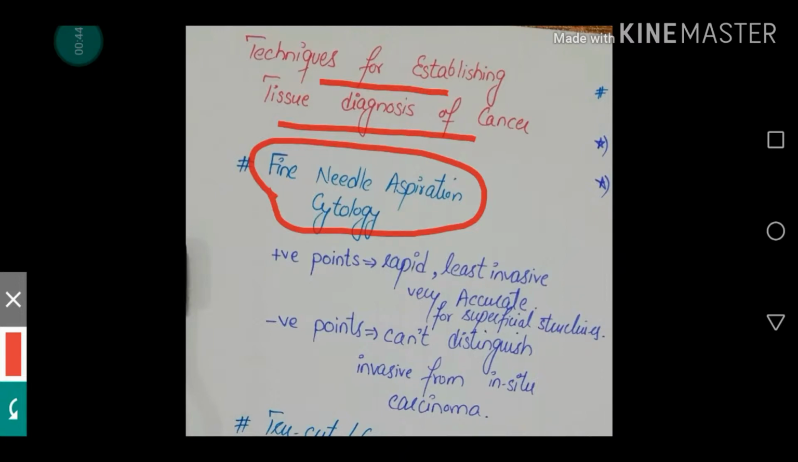The positive points for fine needle aspiration cytology are that it is rapid, it is least invasive, it is very accurate, but for superficial structures. There is a negative point: it cannot distinguish an invasive carcinoma from an in situ carcinoma.